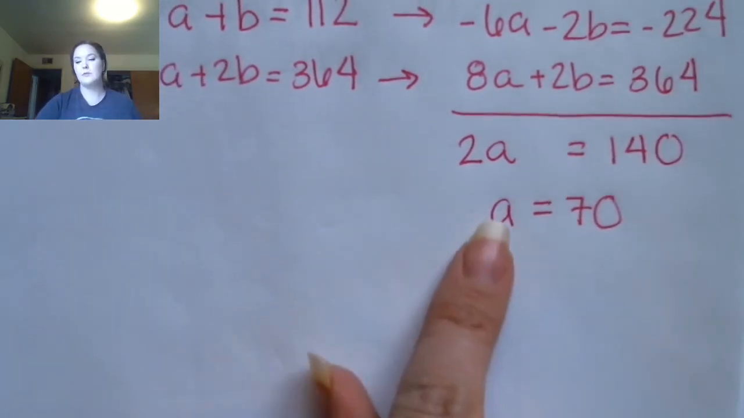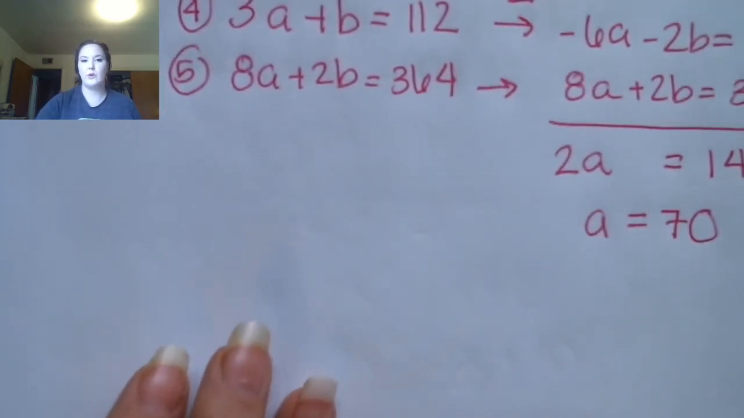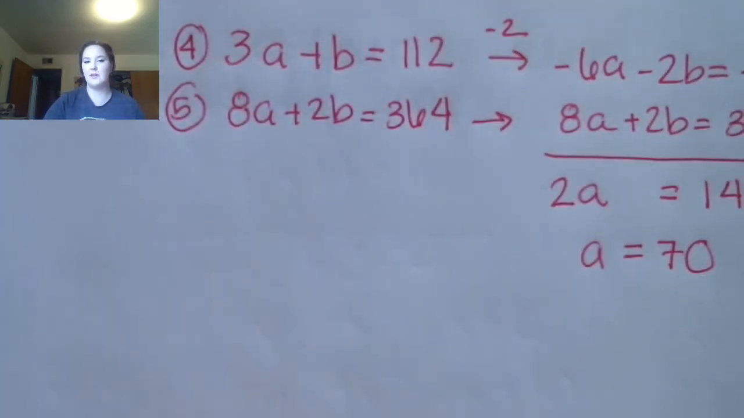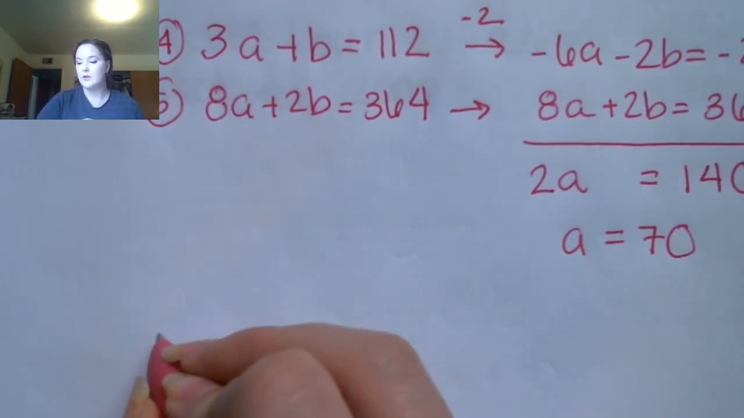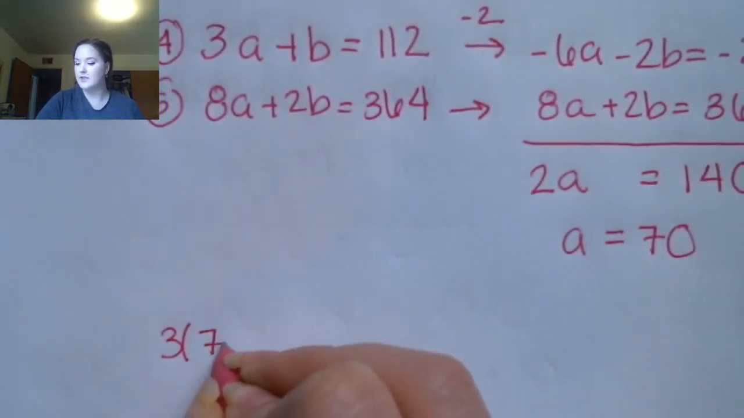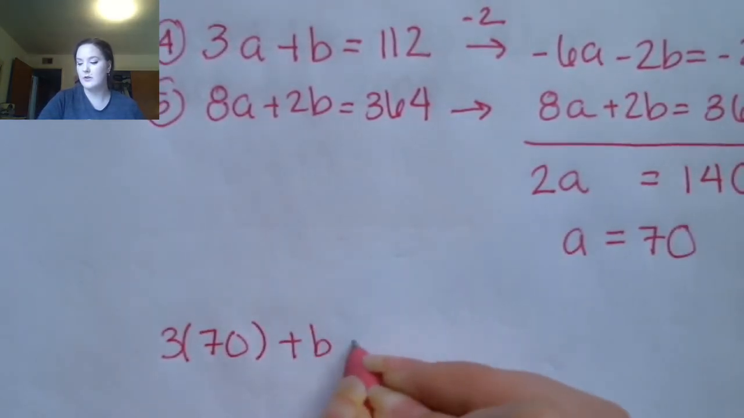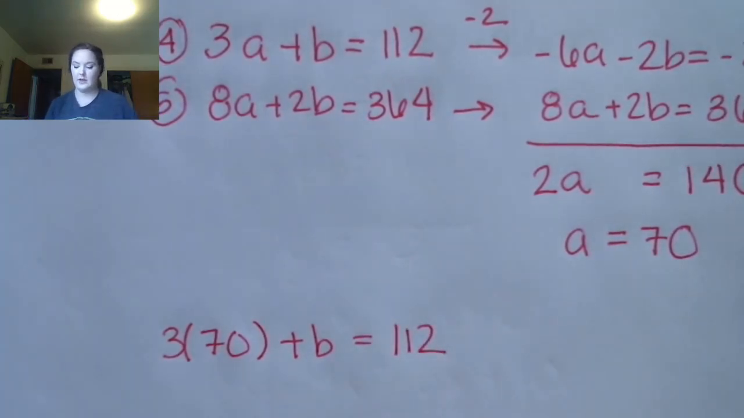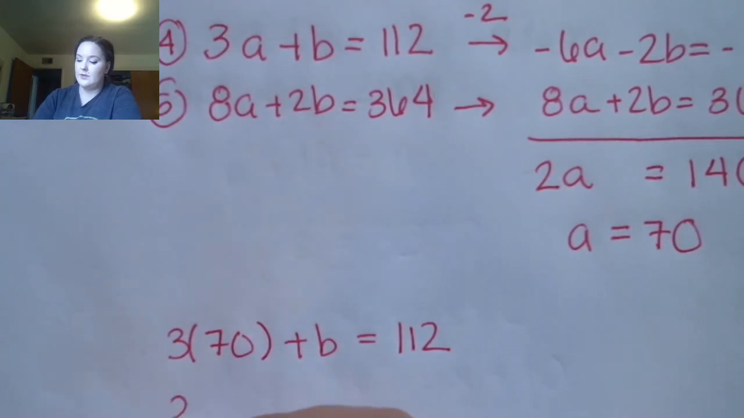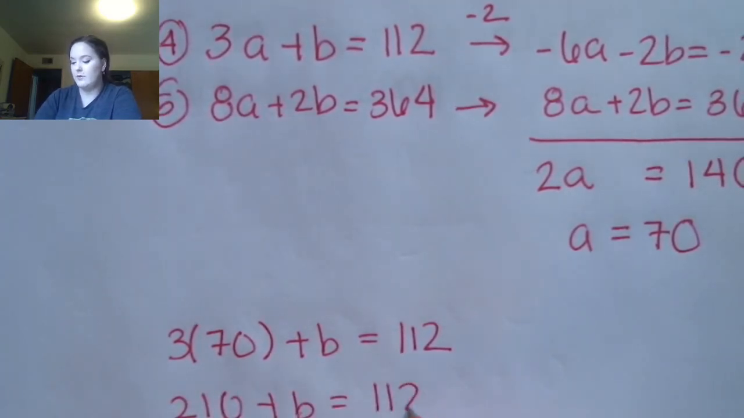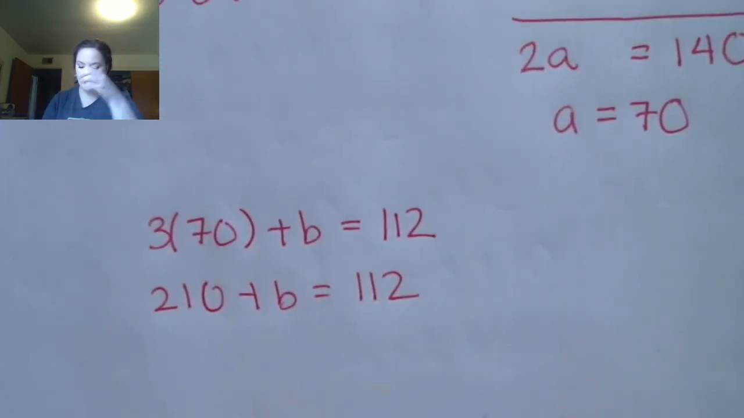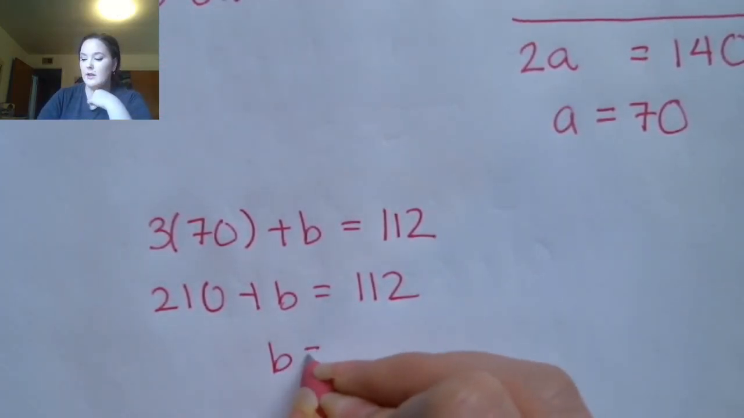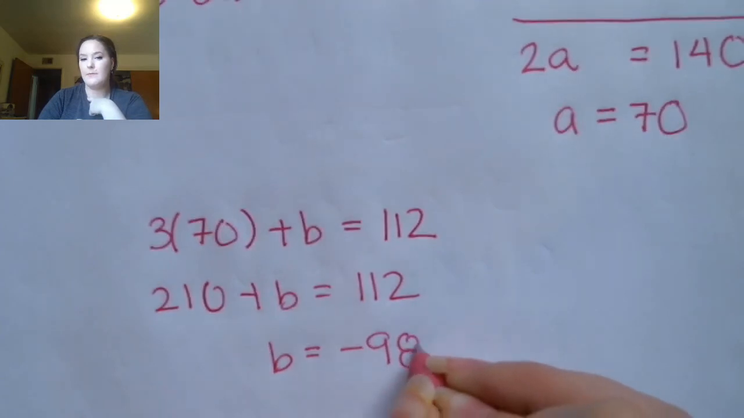So now I'm going to use my a value and one of these two equations to find my b value. Okay, so I'll have 3 times a plus b is 112. Okay, so this is 210 plus b equals 112. Subtract 210 from both sides, and I get negative 98.